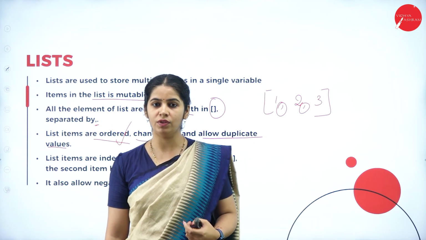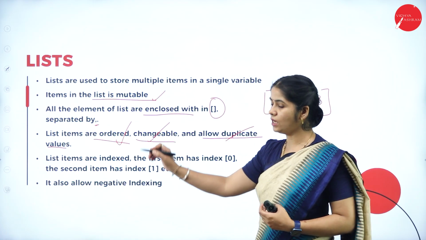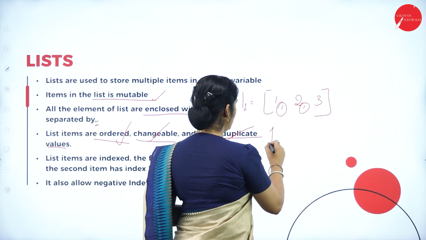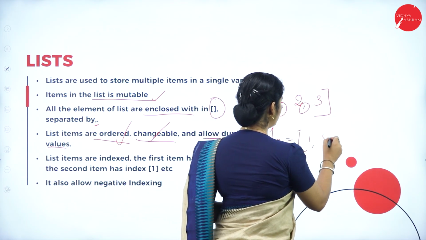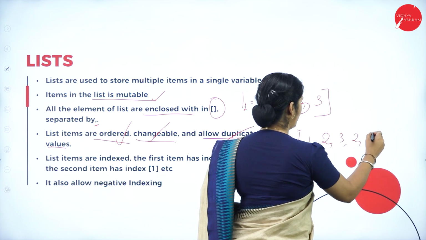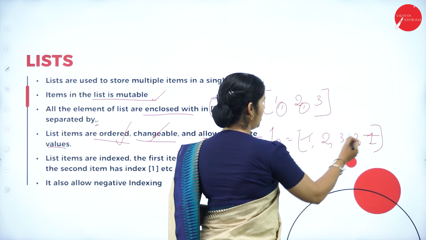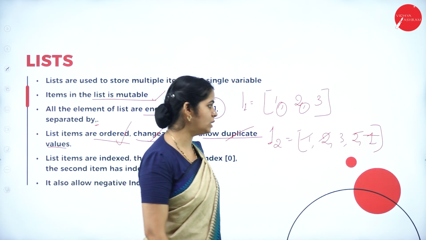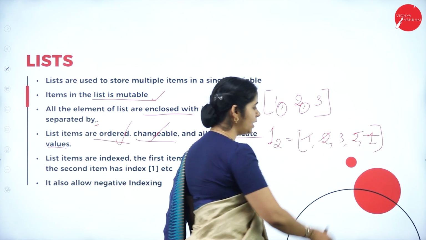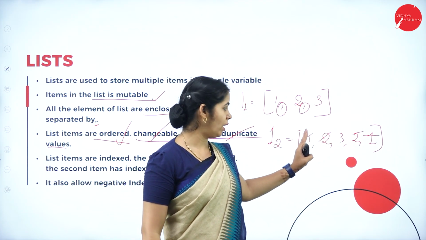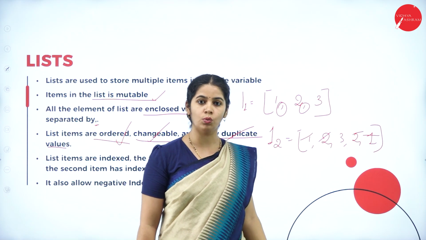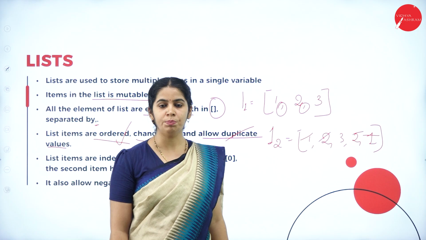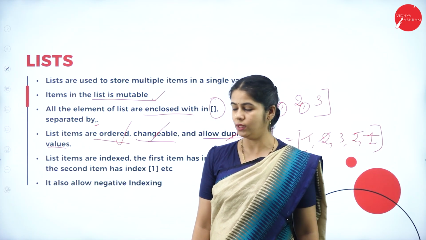One more important feature of the list is that it allows duplicate values. For example, if list 1 is equal to 1, 2, 3, list 2 would be 1, 2, 3, 2 and 1. So 1 has repeated, 2 has repeated, right? So it allows the duplicate value. As we are separating these lists with the index, if I want to access the last element 1, we can access it using the index value. So it allows multiple values to enter within the list.